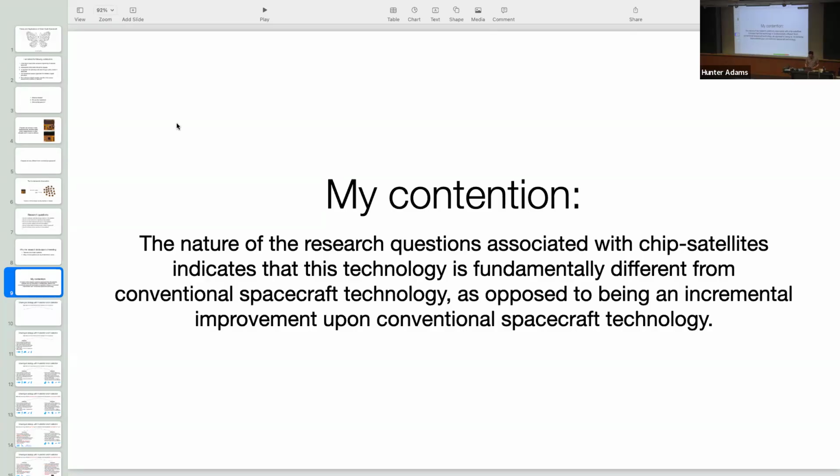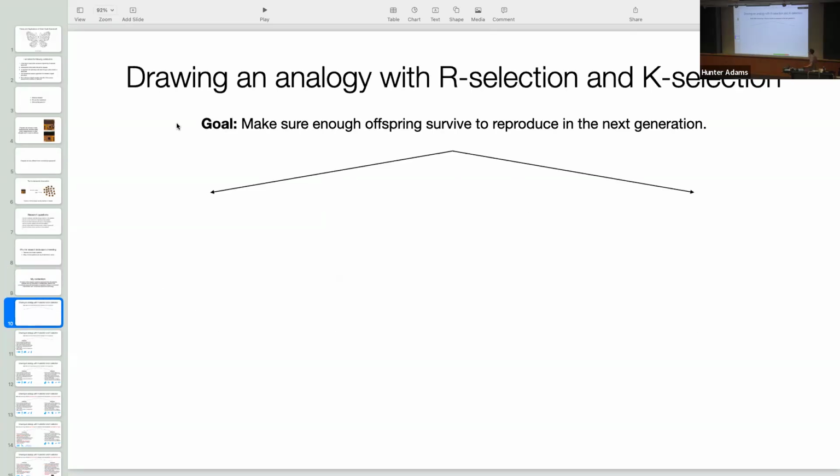And that difference, I think, is actually best articulated in the language of ecologists. This is where that R-selected choice of vocabulary comes from. Some of you may remember from a high school biology or ecology class this concept of R selection and K selection. And if you don't, I'll just remind you. This describes essentially nature's two solutions to the problem that every organism has to solve. And the problem that every organism has to solve is making sure that enough offspring survive to reproduce in the next generation to perpetuate that species.